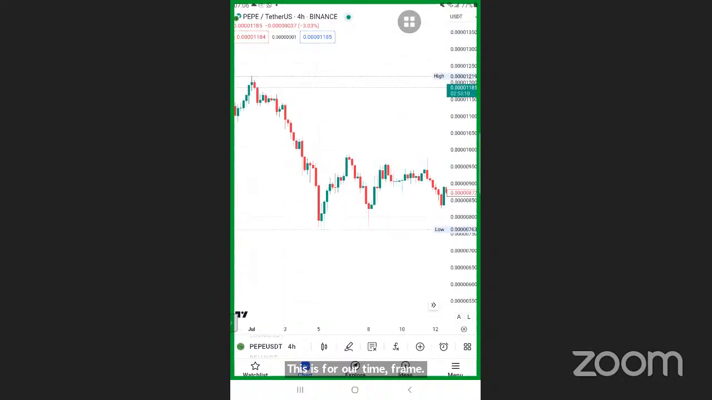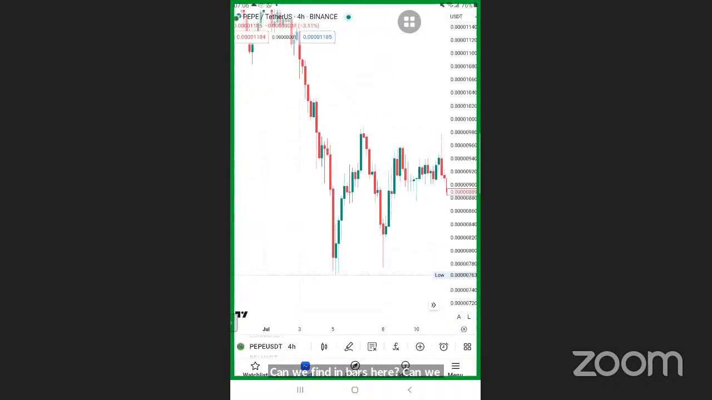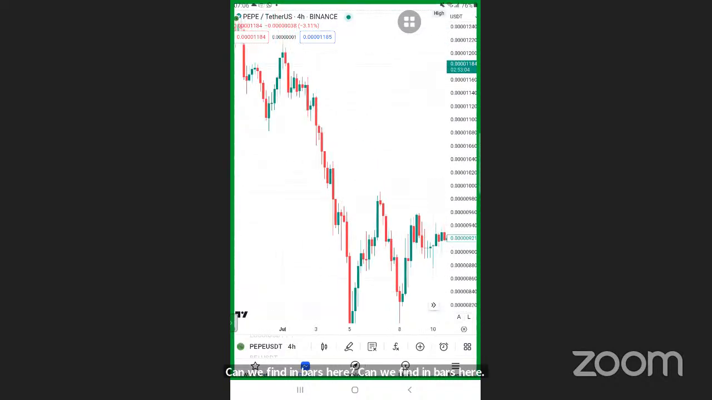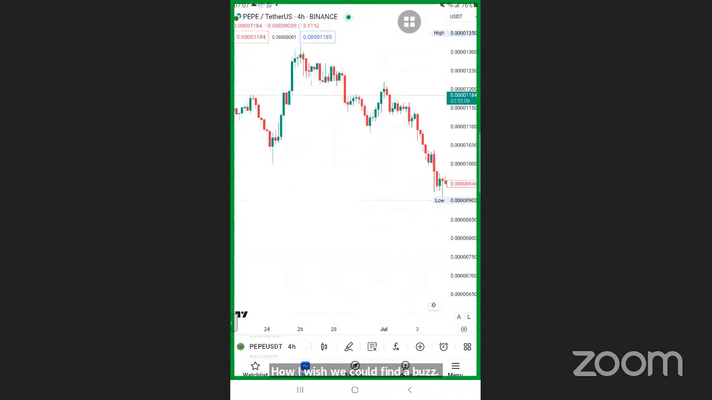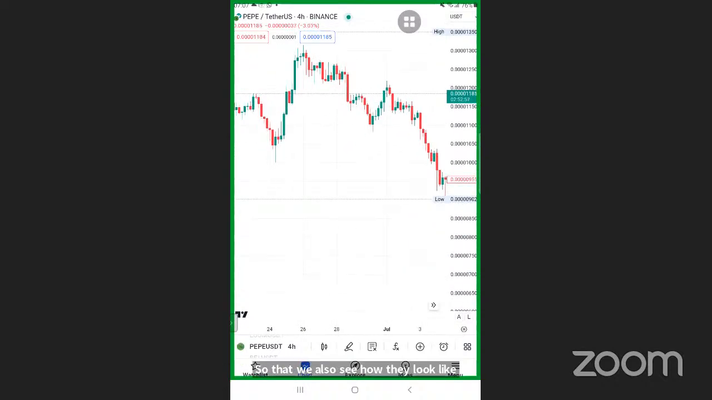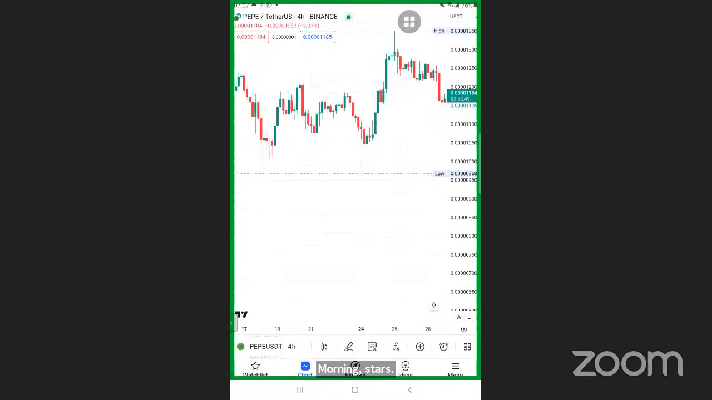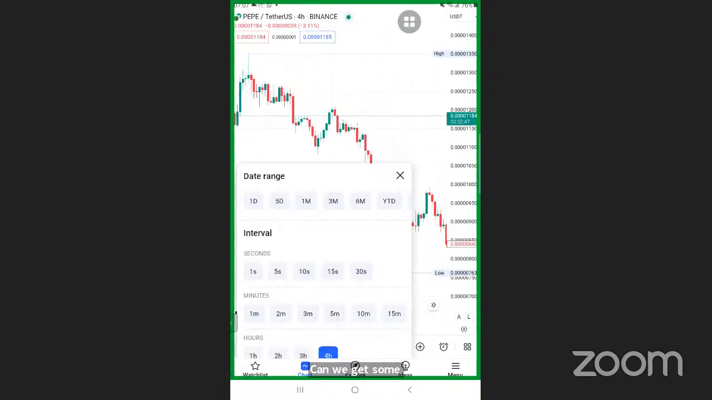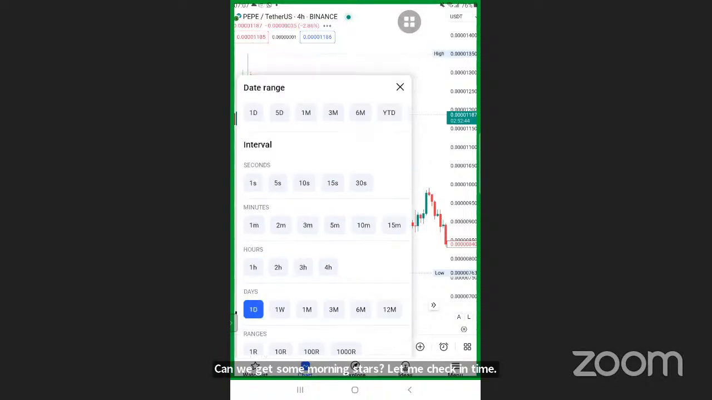Can we find engulfing bars here? How I wish we could find engulfing bars so that we also see how they look. If we don't find engulfing bars, what can we find? Can we find morning stars? Let me check the 1-day time frame.